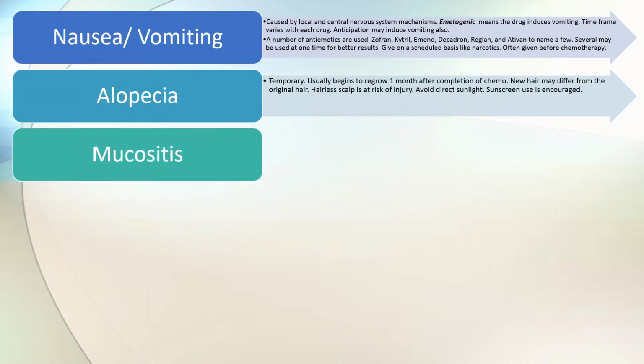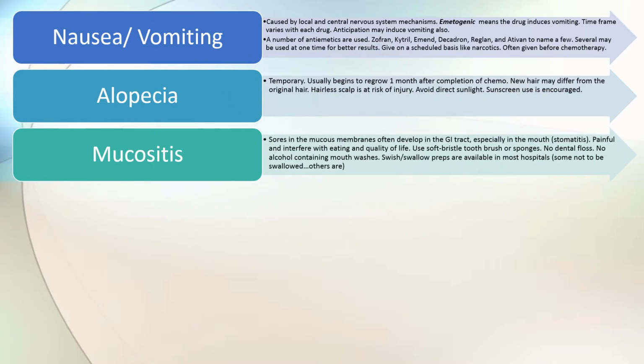Okay, so let's discuss mucositis. These are sores in the mucous membranes, often develop in the GI tract, especially in the mouth. They're painful and interfere with eating and quality of life. Teach them to use soft bristle toothbrushes or sponge. No dental floss. No alcohol-containing mouthwashes. You may have to also provide swish and swallow preps that are available in most hospitals. Some are not to be swallowed, some are.